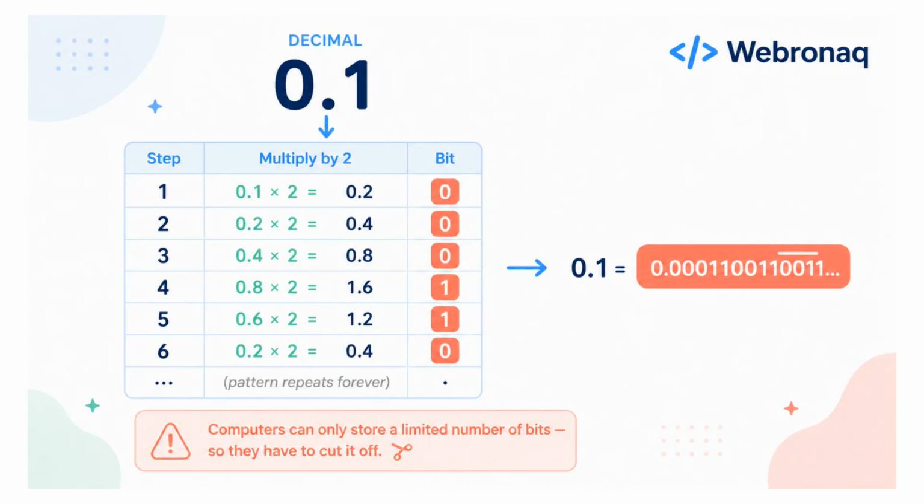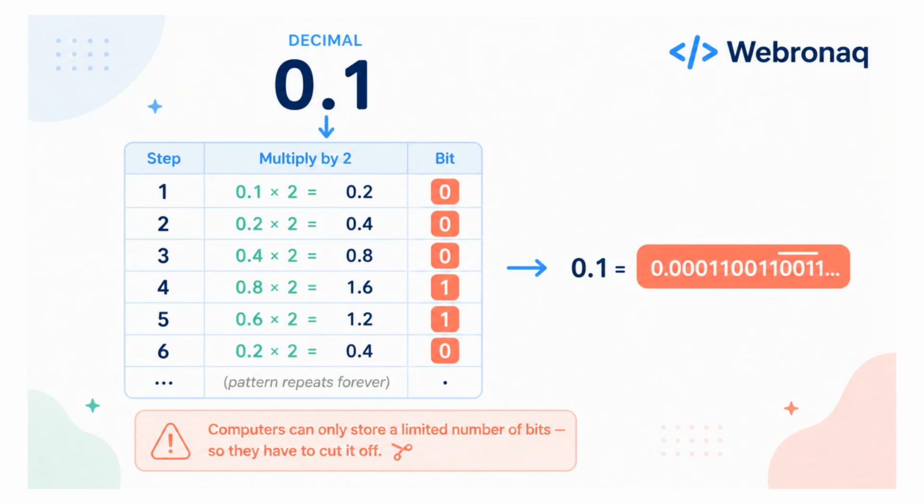And wait, we've already seen 0.2 before, back in step 2. So from here, the whole pattern just starts repeating itself, forever. So 0.1 in binary is actually 0.0001100110011, and those last 4 digits, 0011, just keep repeating endlessly. There's no clean stopping point.